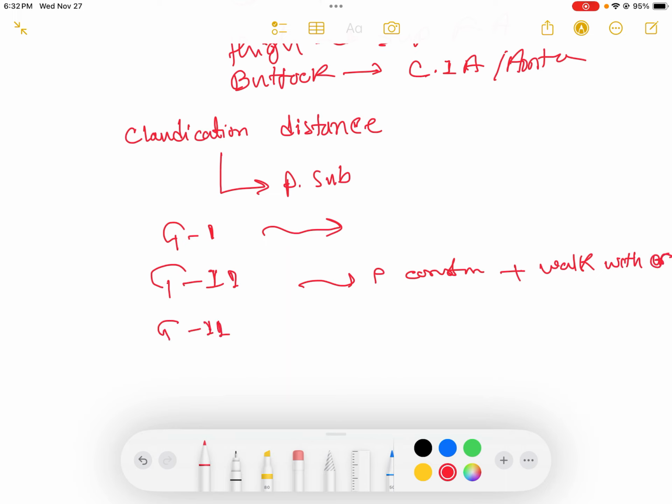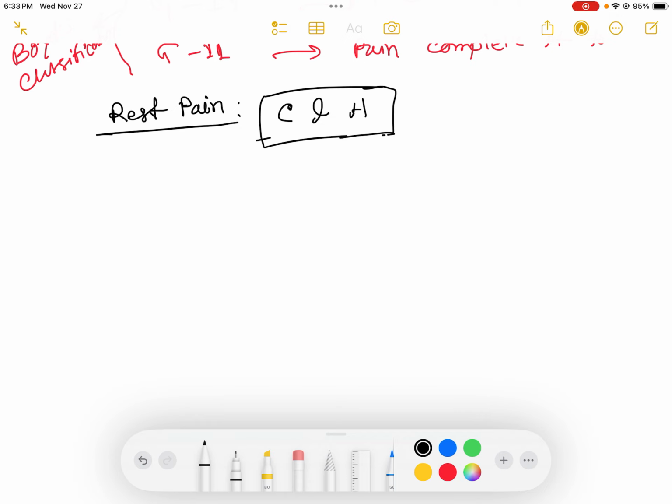This is called claudication pain, intermittent pain. Now, rest pain. This pain is continuous and aching in nature. This pain seems to be due to ischemic changes in the somatic nerves. It is the cry of the dying nerves.